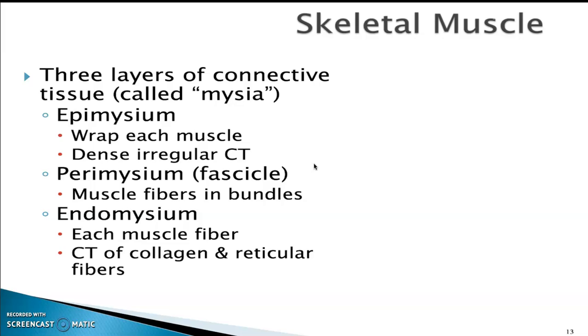So the skeletal muscle has 3 important connective tissues, which are the epimysium, the perimysium, and the endomysium. The epimysium is a sheet of fibroelastic tissue surrounding a muscle. It wraps each muscle, and it is a dense irregular connective tissue. The perimysium is the sheet of connective tissue surrounding a bundle of muscle fibers, and the endomysium is a connective tissue that surrounds each muscle fiber, and it has connective tissue of collagen and reticular fibers.